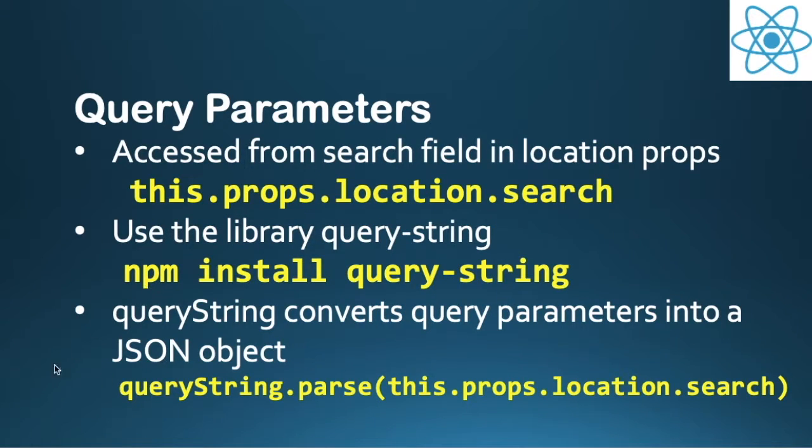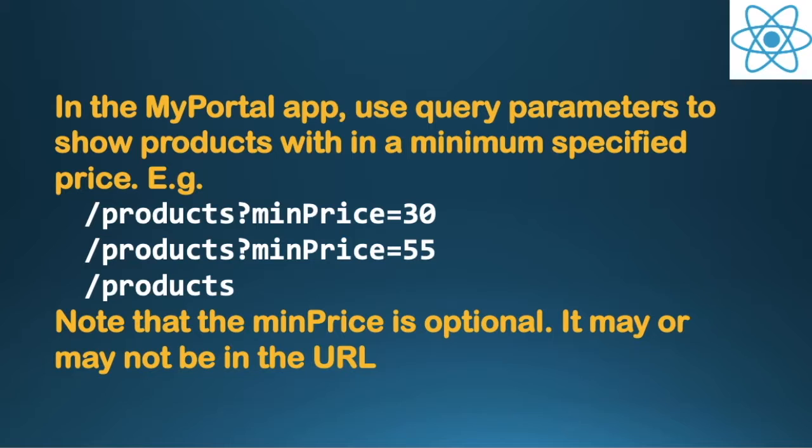So just go ahead and install it. Once you have done that, let's look at a few examples. In the My Portal app, use query parameters to show products with a minimum specified price. For example, the URLs would be like /products?minPrice=30.